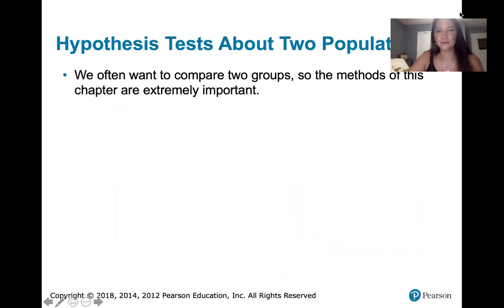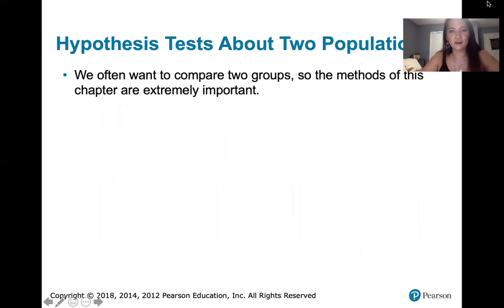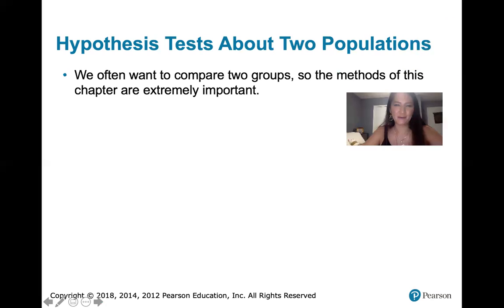Okay, so hypothesis tests about two populations are very important because often we want to compare two groups. If you've ever heard somebody say, well, men tend to act like this and women tend to act like this, you might ask, how do they know that? How do they measure that? How are they able to compare those two groups? They're able to compare them using statistics, probabilities, and hypothesis tests, the types of hypothesis tests that we'll be doing in this chapter.